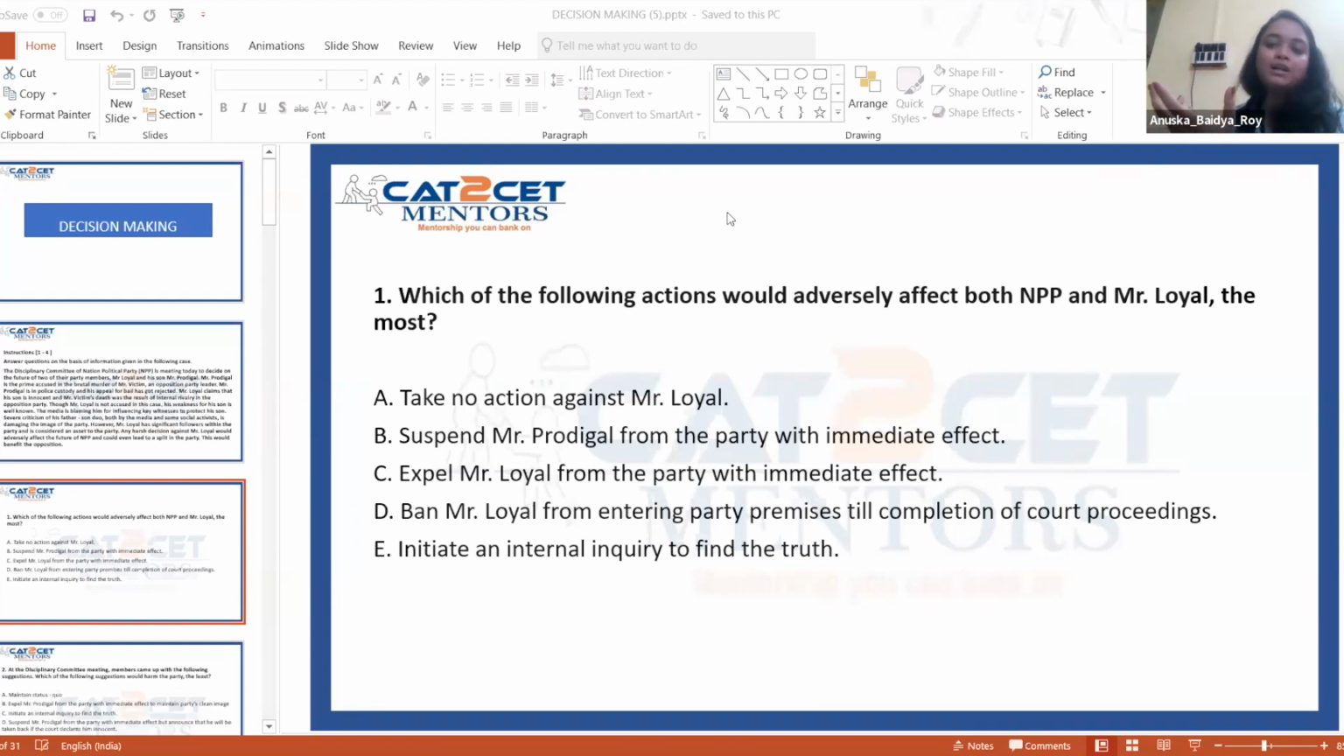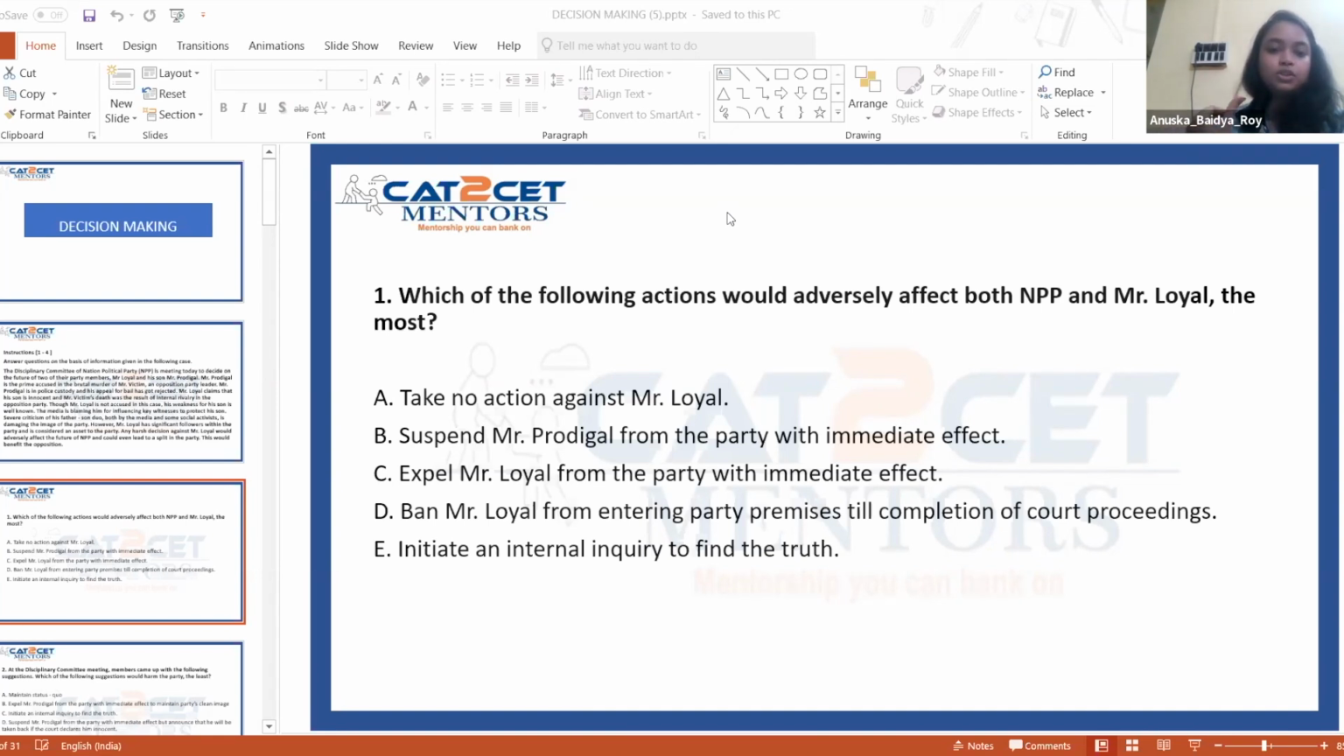The adverse effect on the party is that the party's relationship with Mr. Loyal will get strained. Again, an indirect adverse effect on the party, because Mr. Loyal is not leaving the party. His son is leaving the party. So the relationship between the party and Mr. Loyal gets strained. So again, an indirect adverse effect on the party.